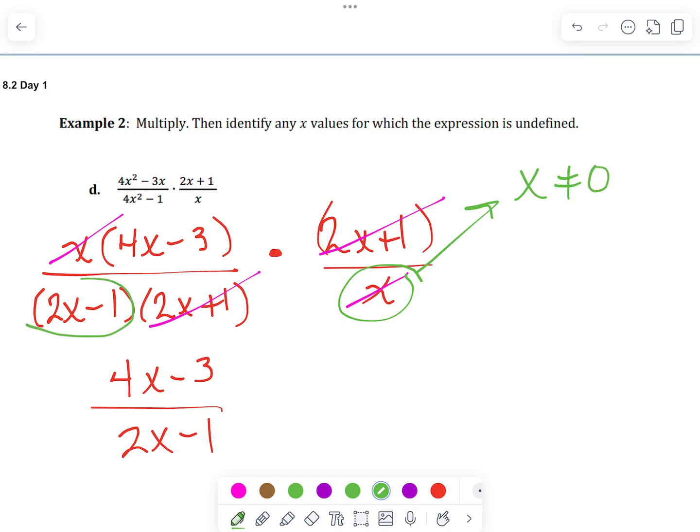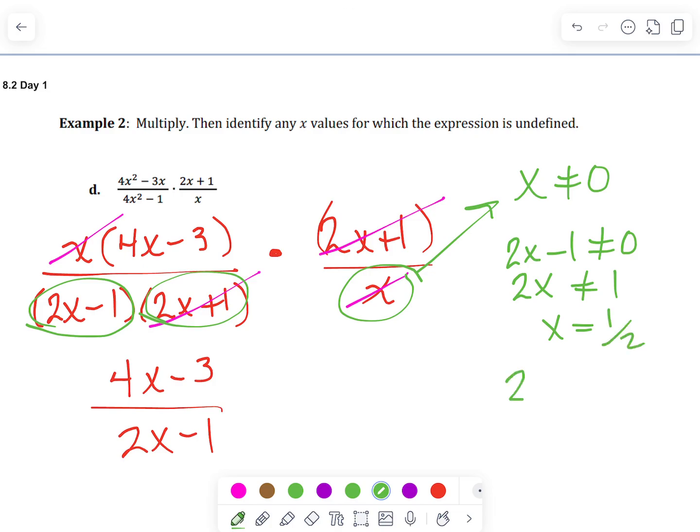And then we have some domain restrictions here that we don't want to be equal to 0. So I'm going to say 2x minus 1 cannot equal 0. So we solve it for x. We add 1 to both sides and then divide both sides by 2. So there's another domain restriction. And then 2x plus 1 cannot equal 0. So we subtract 1 from both sides and then divide both sides by 2.